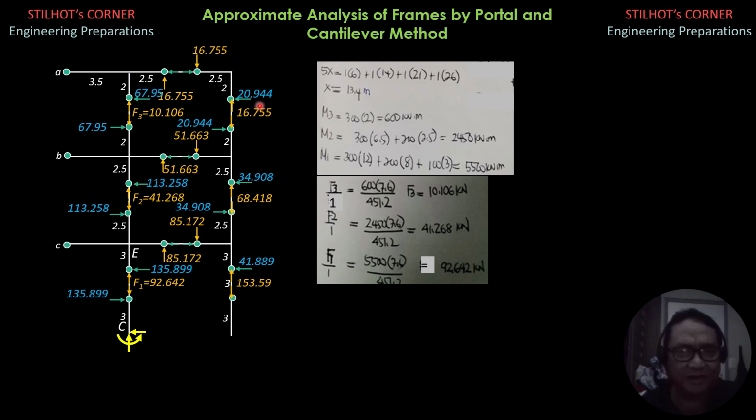So again, to solve for the other column, 16.755 is equal to moment at level 3, which is 600, times the distance, remember, 12.6, divided by I, 451.2. So you'll get 16.755. For this case, M2 times distance 12.6 divided by moment of inertia, you'll get 68.418. And for this case, M3, 5,500 times 12.6 over 451.2, you'll get 153.59. And these are already shown.